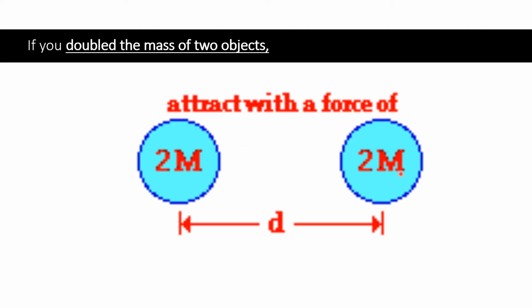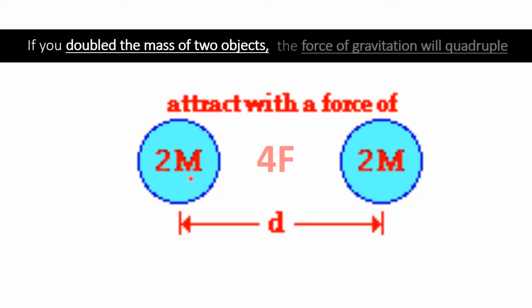Another one, if you double the mass of the two objects, let's say, both of them are doubled. Earlier it was only one, the object here. In this case, it's two. We double the mass of this object, and also we double the mass of this object. What will happen to the force of attraction between them, or the gravitational force? The gravitational force will quadruple.